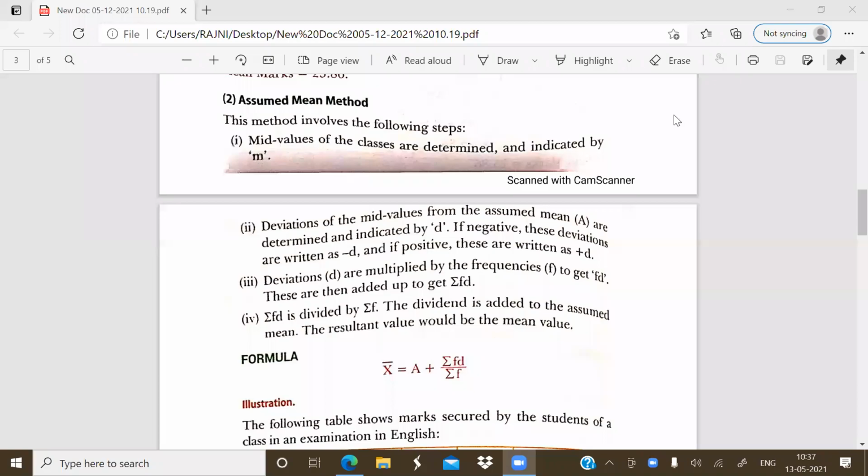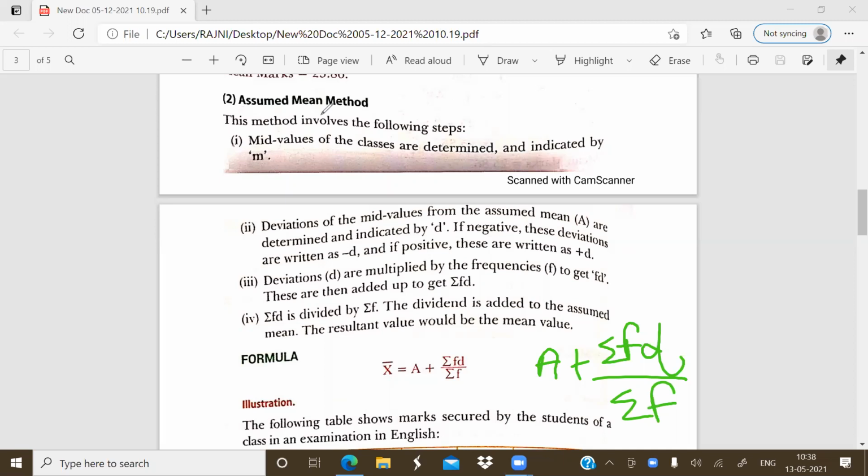Okay. So today we will discuss our next topic of chapter number 9, which is the calculation of the arithmetic mean in the case of the frequency distribution series using the assumed mean method. The formula is similar to the calculation of the mean in the case of the discrete series, the same formula will be there. Mean is equal to A plus sum of FD divided by sum of F.